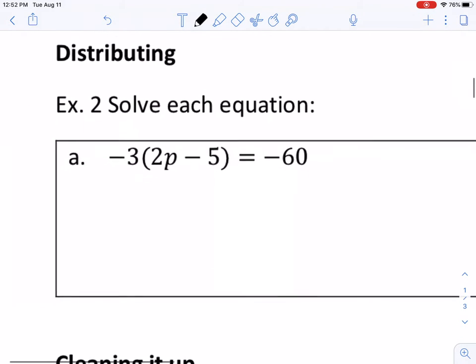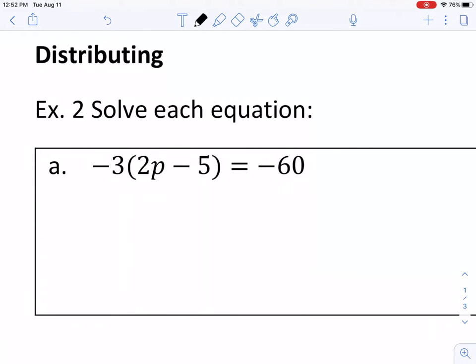Let's talk about solving equations with distributing. When we have distribution, our typical step here is going to be to multiply.